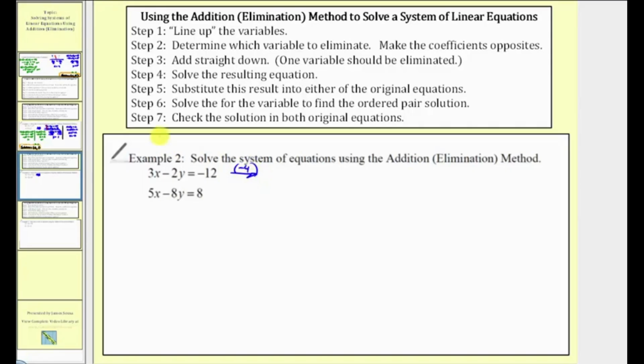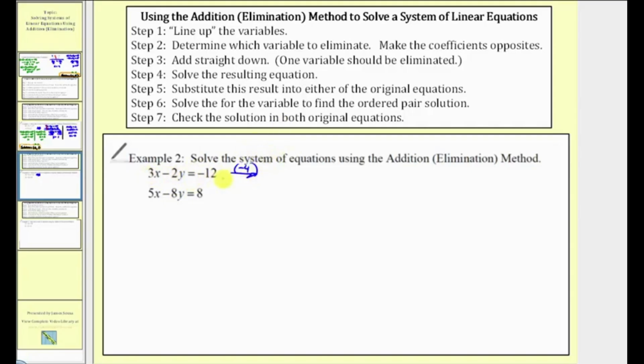If we wanted to eliminate the x terms here, the least common multiple of 3 and 5 would be 15. So we'd have to multiply both equations by a constant. For example, we could multiply the first equation by negative 5 to get negative 15x here, and multiply the second equation by positive 3 to get positive 15 here. But by multiplying the first equation by negative 4, the y terms would be opposites. So we can make the y terms opposites by multiplying just one of the equations by a constant. So let's eliminate the y's.